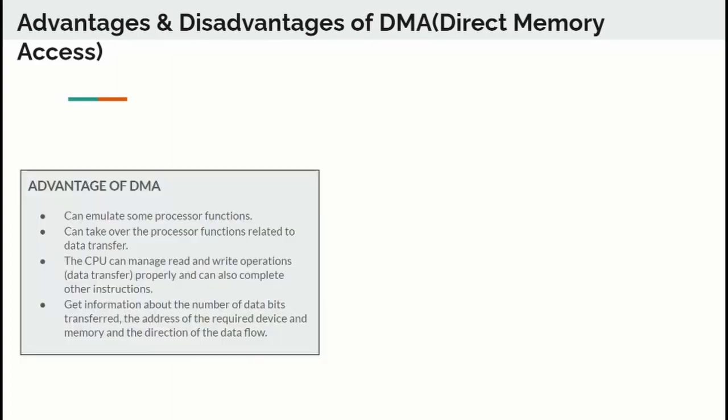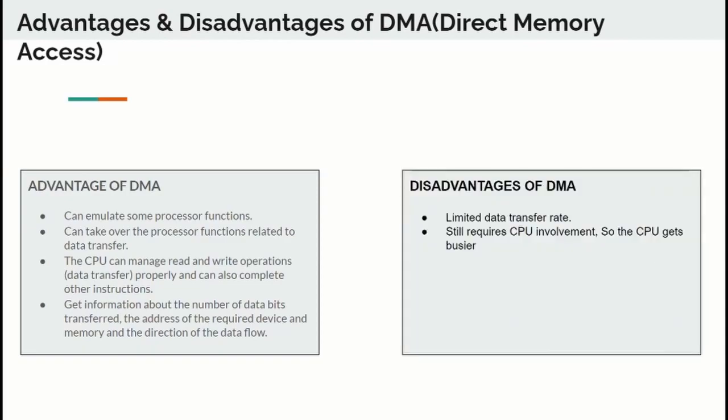Okay, I want to talk about the advantages and disadvantages of DMA. First, we talk about the advantage. The advantage of using DMA is that it can emulate some process functions, and second, it can take over the process functions related to the data transfer. For the disadvantages of DMA, first is limited data transfer rate, and second, it still requires CPU involvement, so the CPU gets busier.